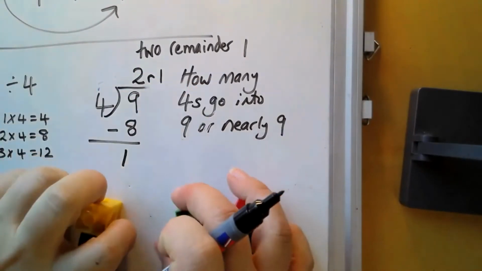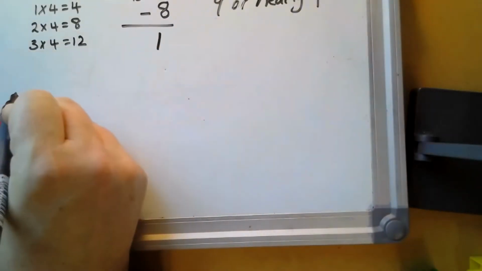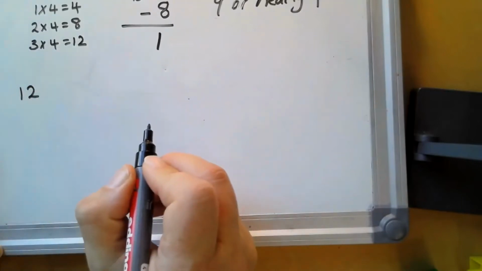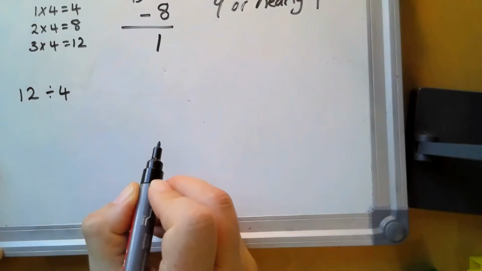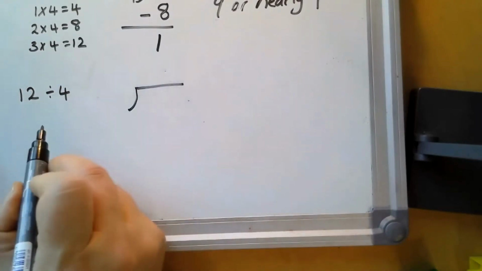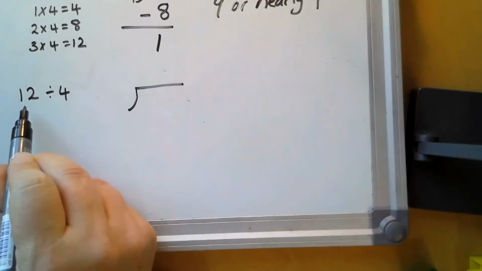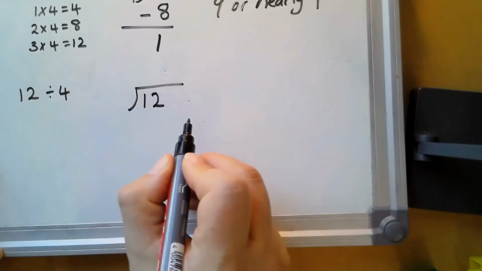Now, what about if we had a bigger number? What if we had a number like 12, and we were doing 12 divided by 4? We do it the same. Remember which one comes first? 12 comes first. And where does that go? Yes, it goes underneath the bus stop.